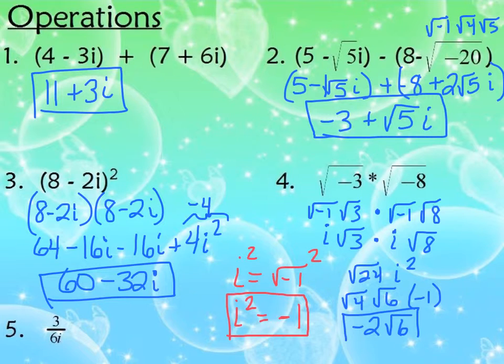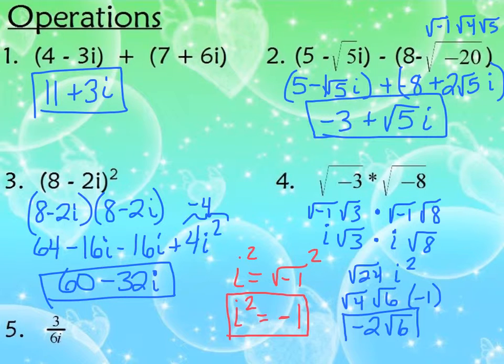Okay, last one. Kind of running out of room on this one. I'm going to change colors just so you can see it a little bit better because it's getting cluttered. I have a fraction here with a 3 over 6i. Remember that i is the square root of negative 1, and we don't like to leave radicals in our denominator, so leaving an i down there is kind of like that. So we try to get rid of it.